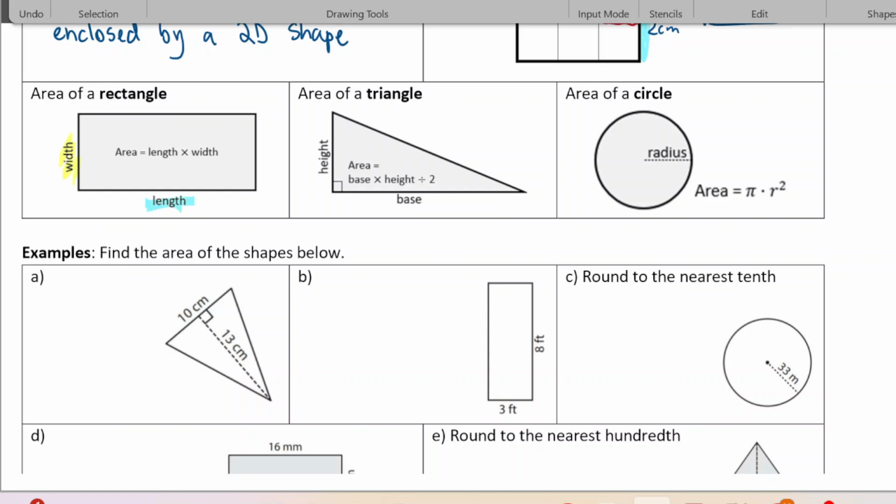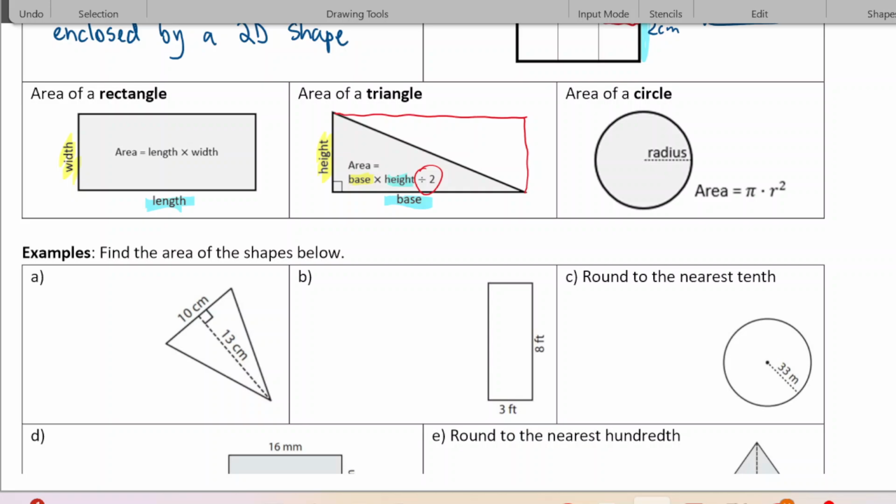For triangles, triangles are just half the size of a rectangle. See, I can draw in a kind of a rectangle there, and you'll see the triangle is just half of it. So all we do is we take the length and the width and we multiply them and then just divide by 2. So it's almost the same formula as the rectangle formula. You just cut it in half at the end.